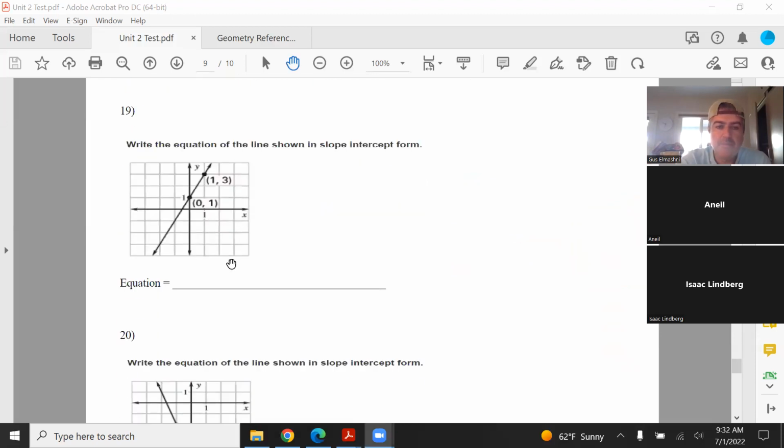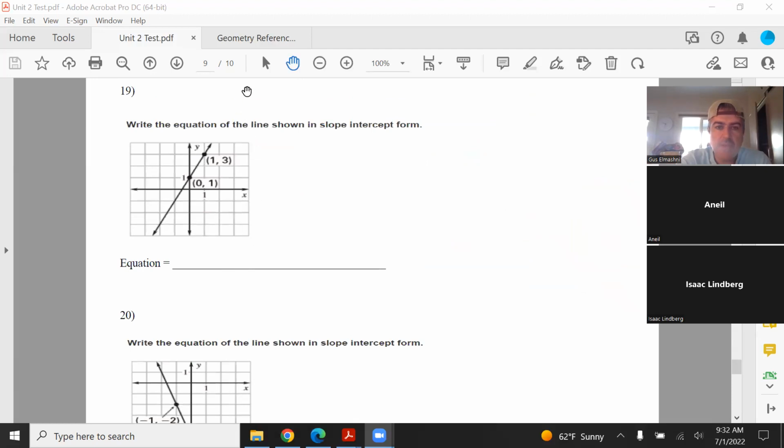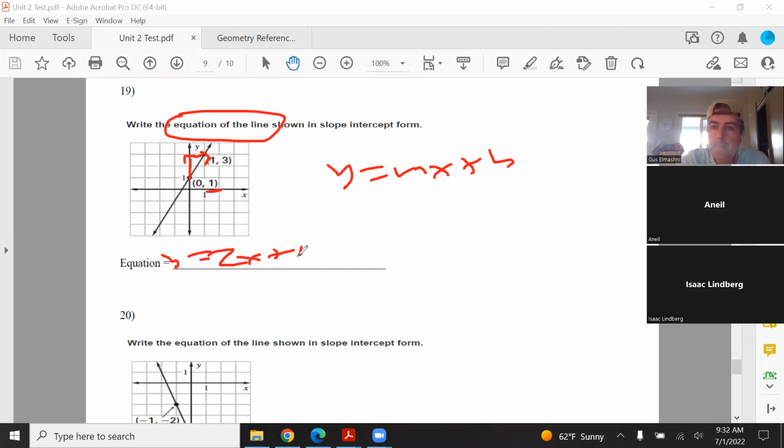Let's keep moving. 19, 20. If you have questions, please feel free to stop me or put some in the chat or raise your hand. Slope here is up 2, right 1. And then some of you guys just put 2. I didn't ask for the slope. I asked for the equation. So you got to get a little more than that. I took off a point if you just put 2, because at least you got the slope. So I give you 2 out of 3. But the y-intercept is clearly 1 because it's touching the y-axis at 1, right? Y equals mx plus b. So y equals 2x plus 1. That's all.